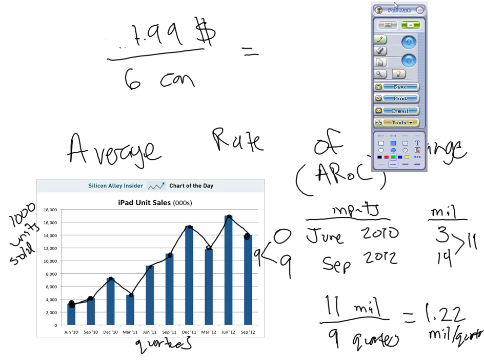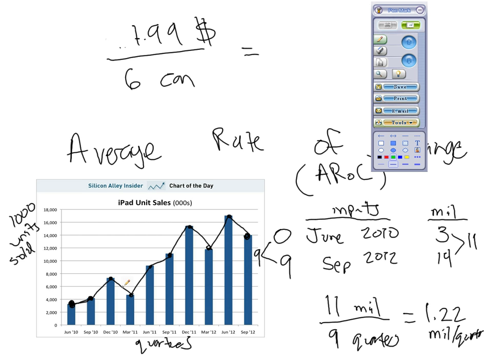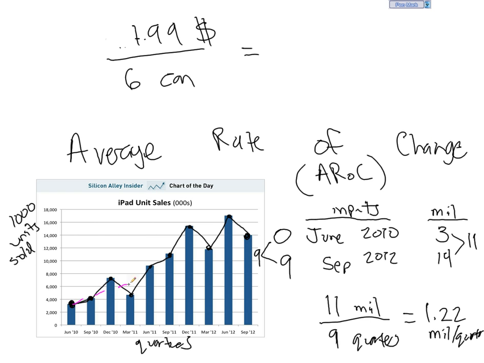But on average, if you take this across the whole spectrum, so if you were to say it went up by 1.22 every quarter, now I'm not drawing this to make it perfect, but it would kind of look like that, right? Every quarter would go up by 1.22, one quarter 1.22, one quarter 1.22, and so on until it hits September 2012.